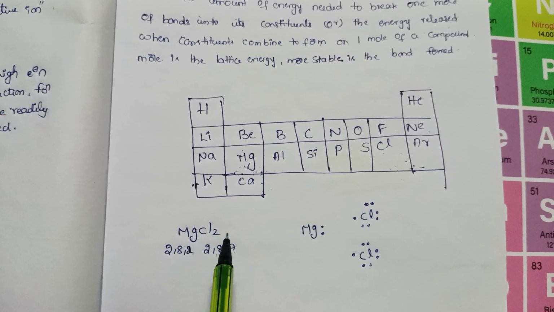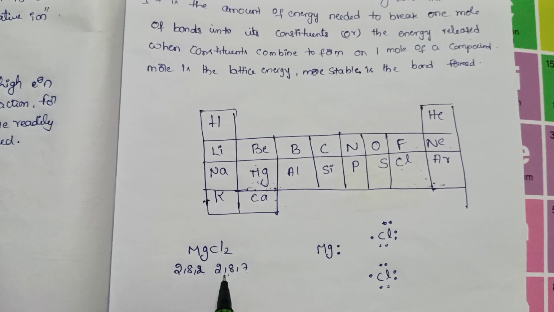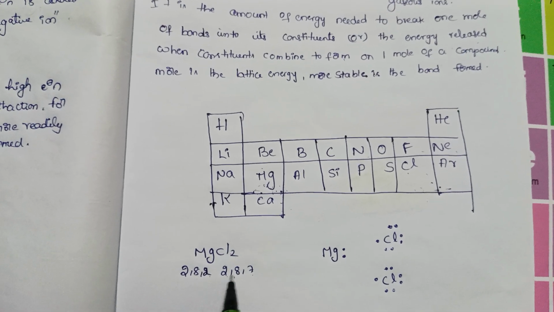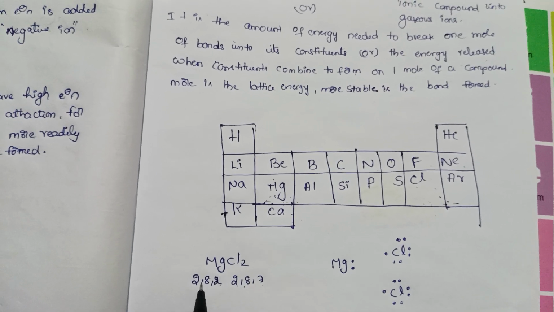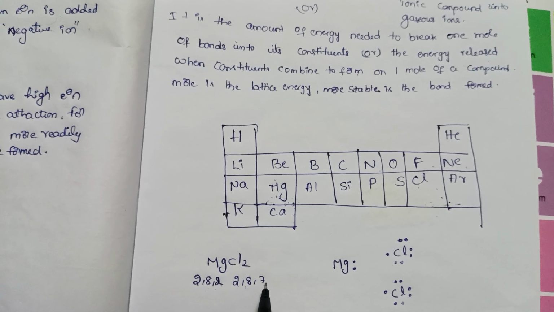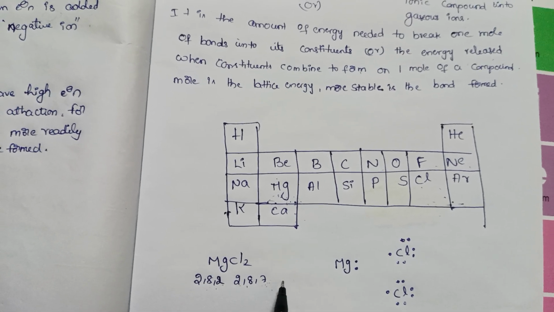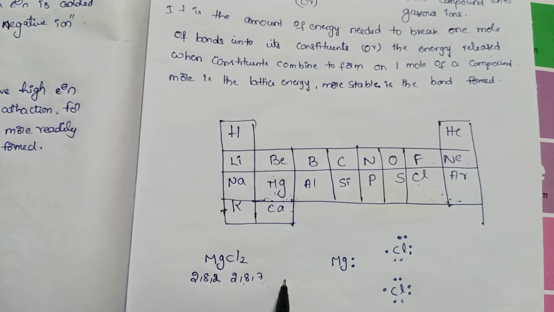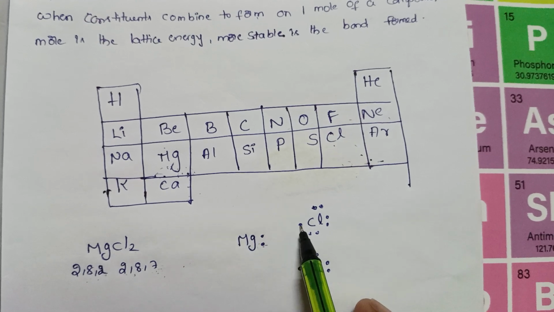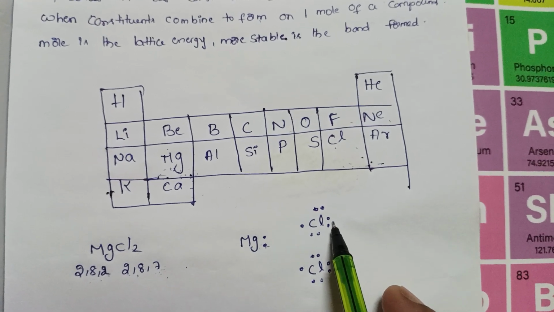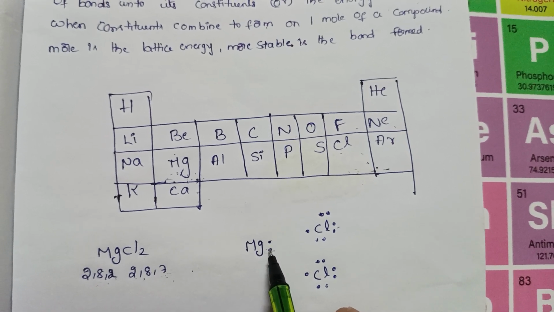In MgCl2, magnesium has 2, 8, 2 configuration, chlorine has 2, 8, 7 configuration. See, if you observe, if magnesium loses 2 electrons, it gains noble gas configuration. Chlorine is one electron less than noble gas configuration. Whenever it gains one electron, it attains the noble gas configuration. Magnesium has two electrons. Whenever it donates one electron to chlorine, that chlorine attains noble gas configuration. One more electron is present in magnesium.